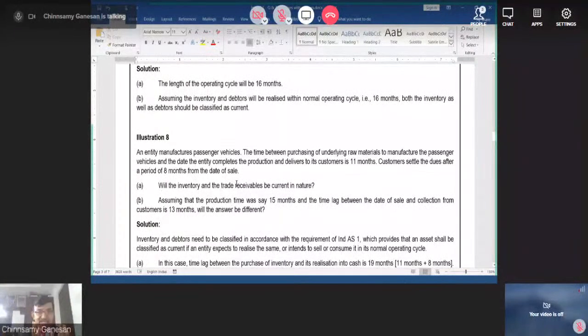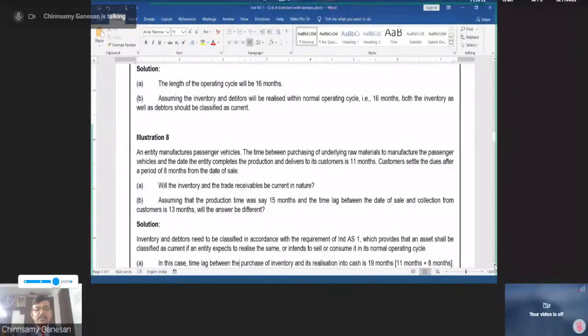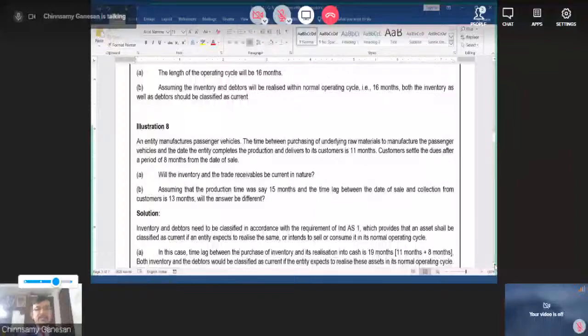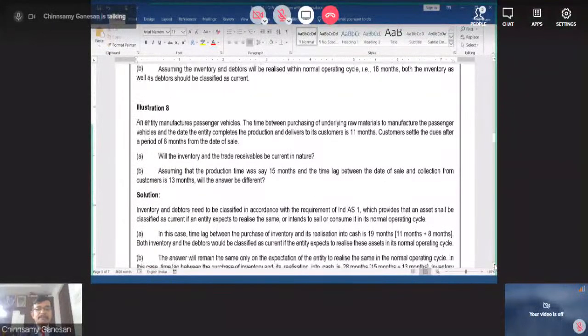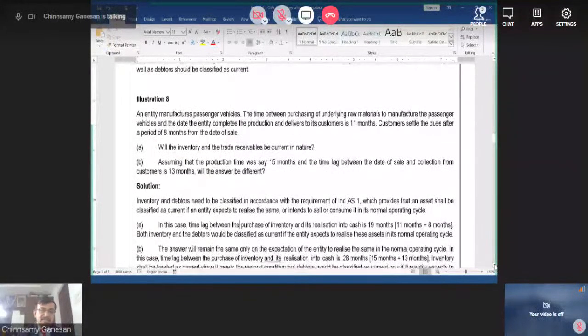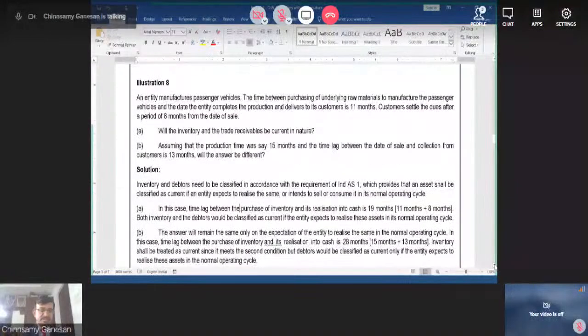So will the inventory and trade receivable be current in nature? Yes, they will be current in nature, provided they are expected to be realized in the normal operating cycle. For example, if I say debtors will also be collected within 19 months, it's a current asset.